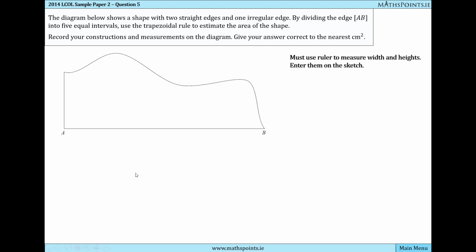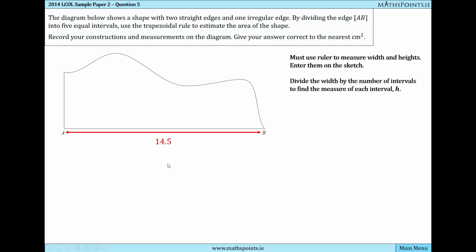The first measurement we're going to take is the distance from A to B. We're asked to divide this into 5 equal intervals. So if we take 14.5 and divide it by 5, we get that these intervals will be 2.9 centimeters wide. So we're going to take measurements every 2.9 centimeters.